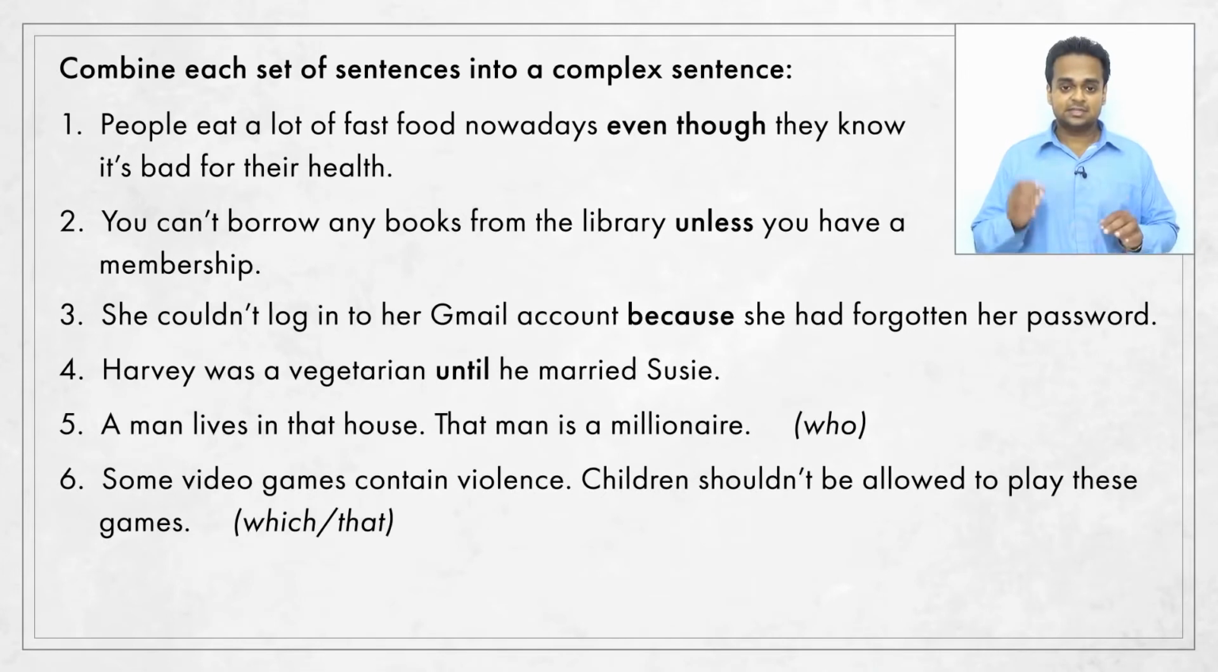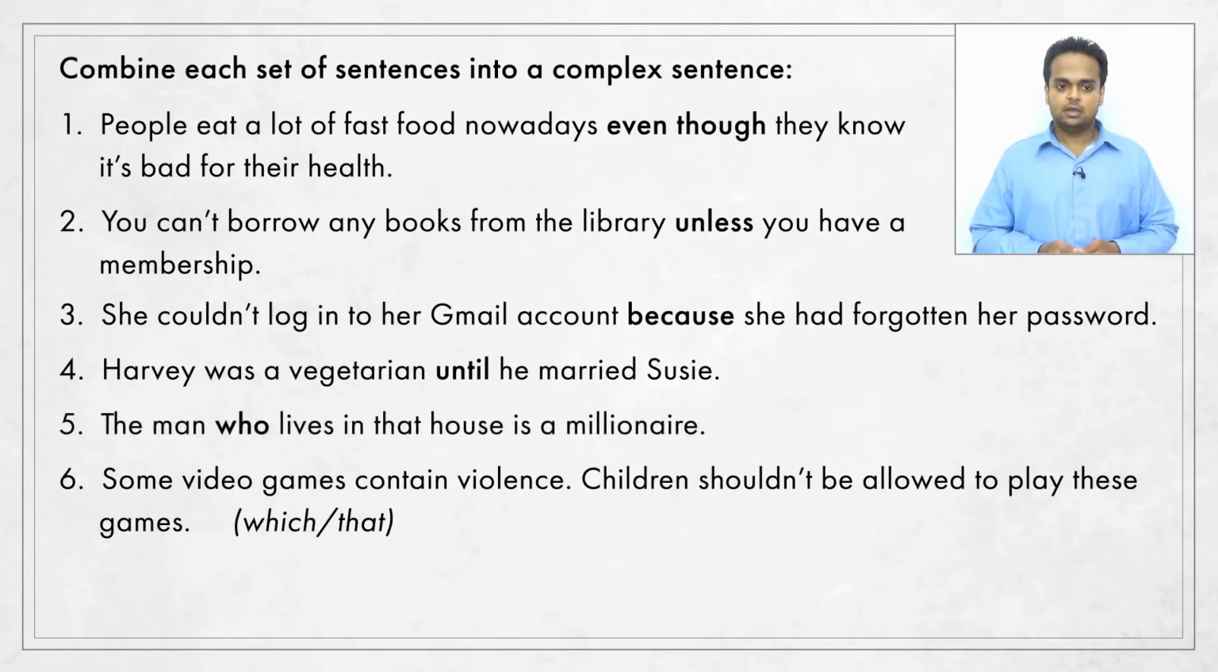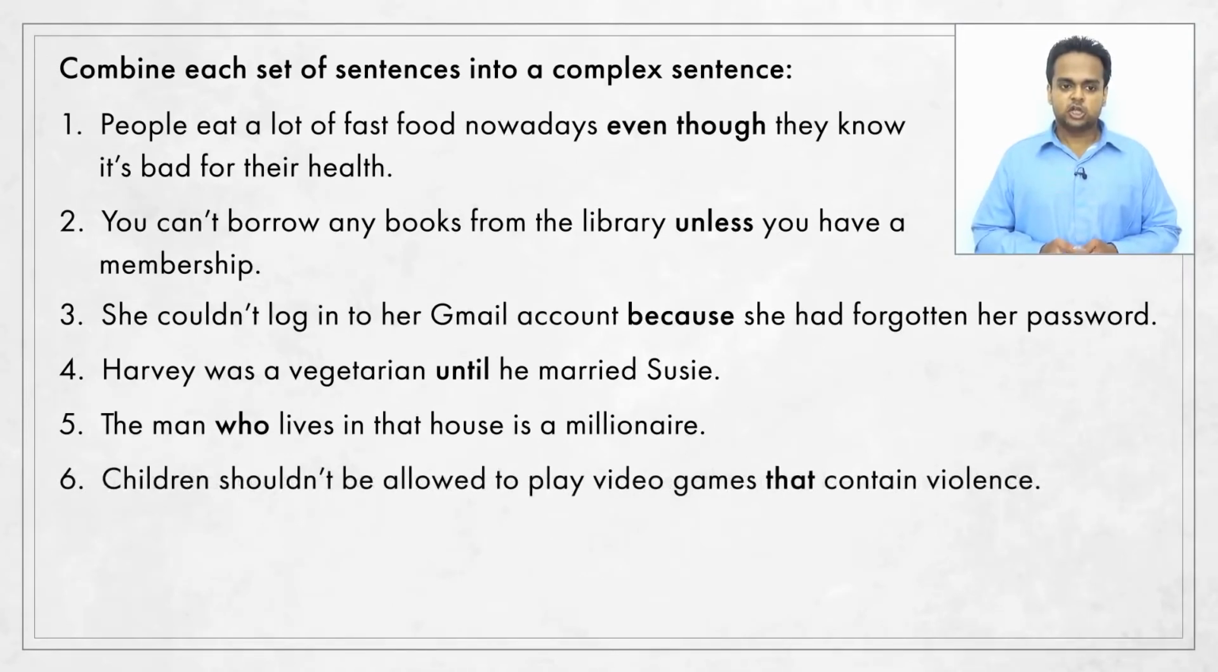Now, this sentence is much shorter than the original 2 sentences, but it has the same meaning. Number 5, the man who lives in that house is a millionaire. And finally, number 6, children shouldn't be allowed to play video games that contain violence. Were your answers the same as mine? Let me know in the comments.